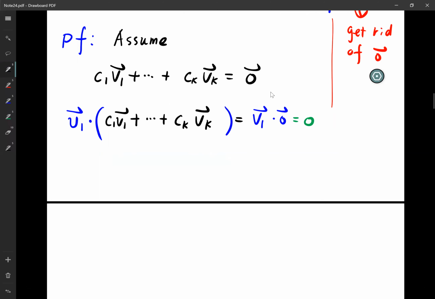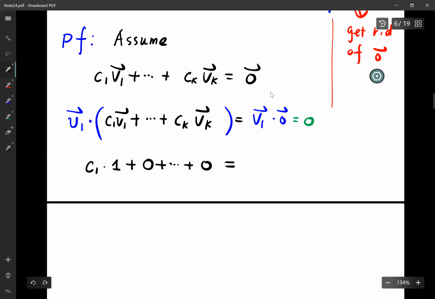Then this is v1, so this is c1. v1 times v1 is 1 because it's orthonormal. Then the second one is c2 times v1 dot v2, but it's orthogonal, so it's 0, and so on, equal to 0. So what we have is c1 equal to 0. This is the most important line. Any question?